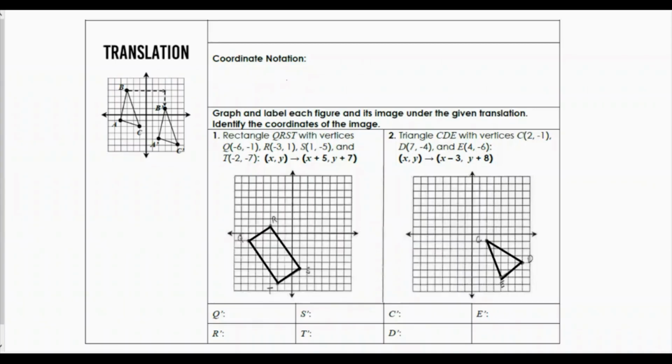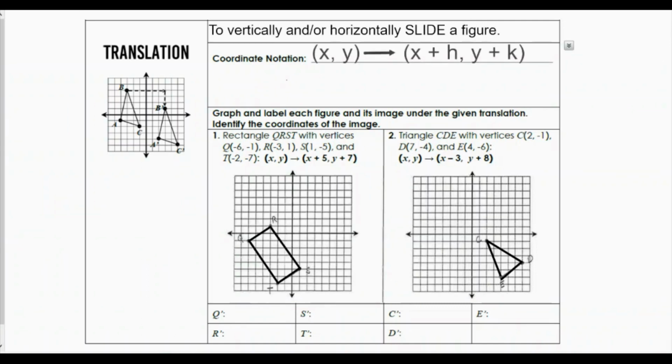So the first transformation we'll look at is translations. A translation is a vertical and/or horizontal slide of a figure. So I can move the figure either left or right or up or down. I have coordinate notation to tell me whether to move it left or right or up or down. My coordinate notation is my ordered pair (x, y) changes to (x plus h, y plus k).